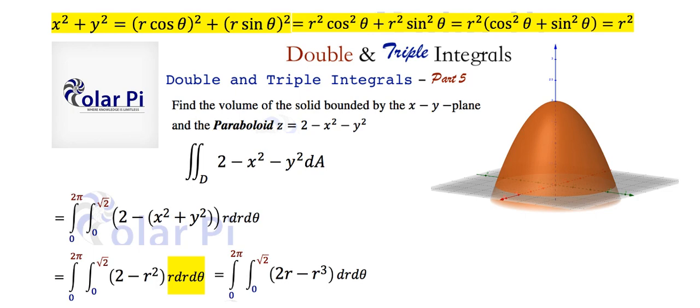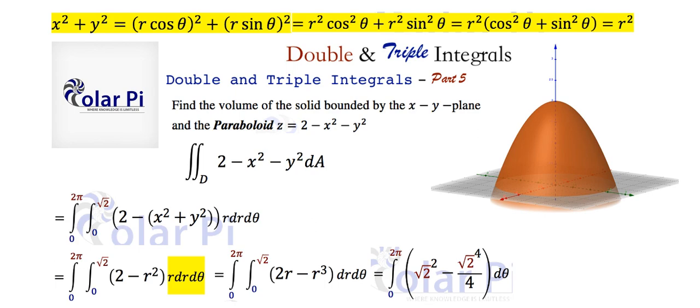We integrate with respect to r first and evaluate. The 2r integrated becomes, once we take the antiderivative, r squared, and then we have minus r to the fourth divided by 4, evaluated from 0 to root 2, which gets us this here. Then we just have this times d theta, integral from 0 to 2 pi. Now root 2 squared is 2, and root 2 to the fourth is 4. So we have here 2 minus 4 over 4, but that's just 1. So we just have 1 d theta left.